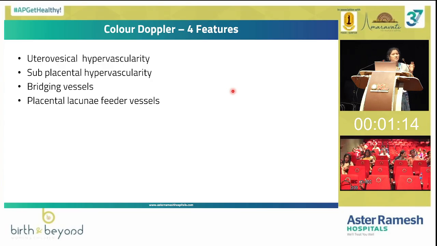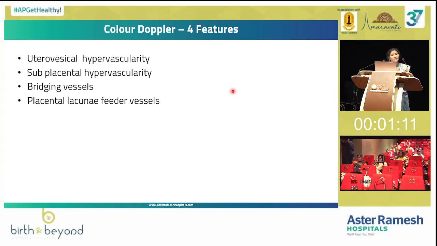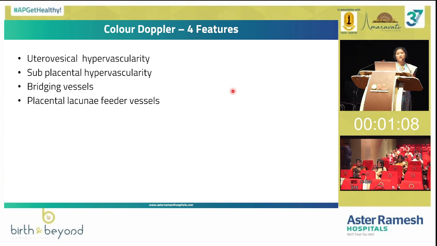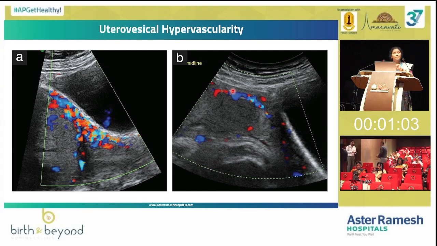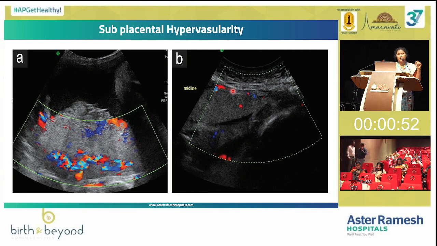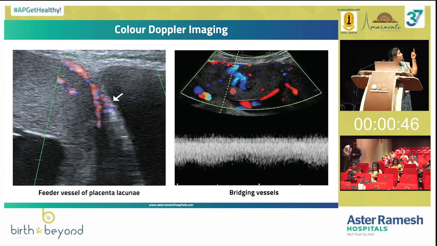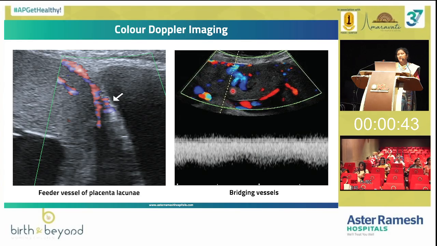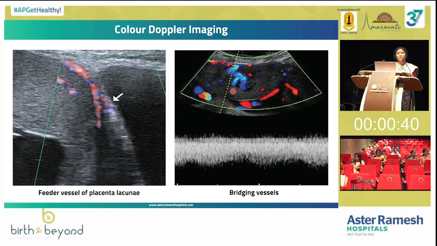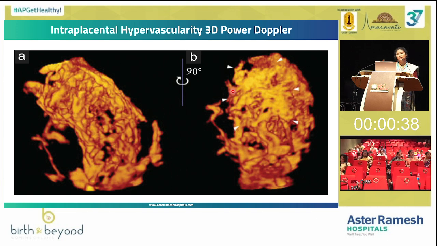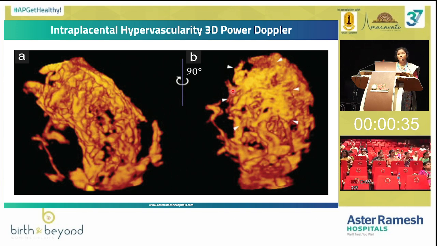With color Doppler we see 4 features: uterovesical hypervascularity, subplacental hypervascularity, bridging vessels, and placental lacunar feeding vessels. So normally it will be like B. When you put color Doppler, it should be like that. If we see increased vascularity, then we need to suspect. This is subplacental hypervascularity. And this is a feeder vessel for the placental lacuna. And those are bridging vessels we can see in the uteroplacental interface. So this is 3D power Doppler where we can see intraplacental hypervascularity.